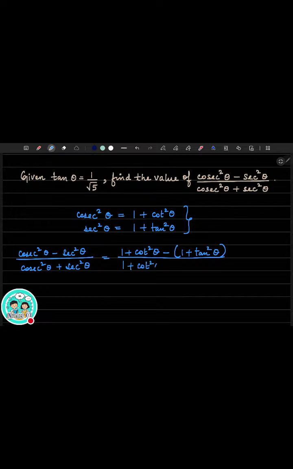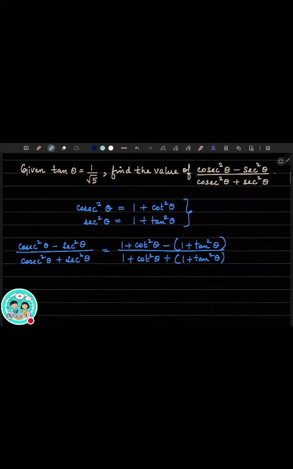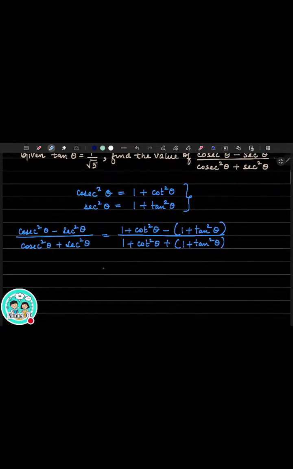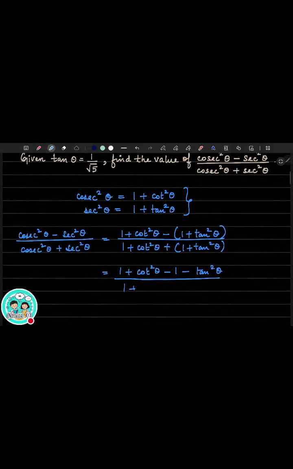1 plus cot square theta, plus, again, secant square is nothing but 1 plus tan square theta. So you convert everything into tan and cot, and then just solve it. So what do you get? 1 plus cot square theta minus 1 minus tan square theta, whole divided by 1 plus cot square theta plus 1 plus tan square theta.